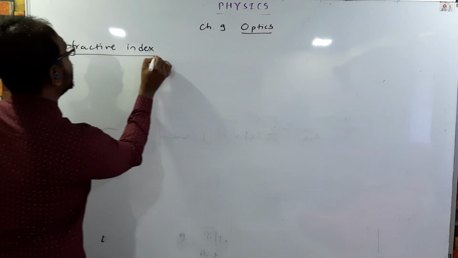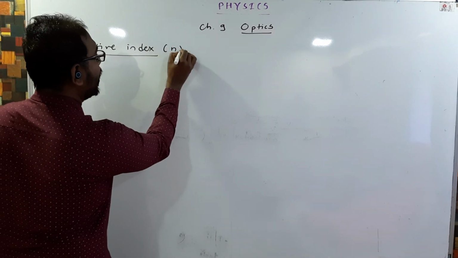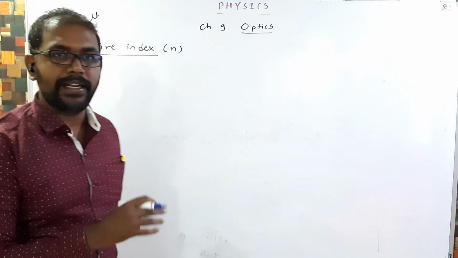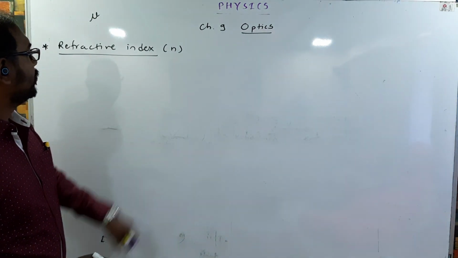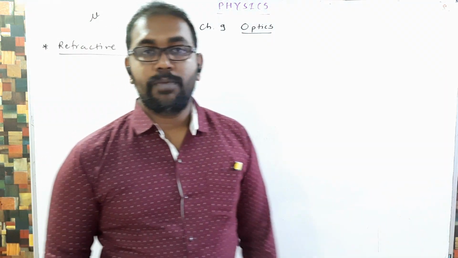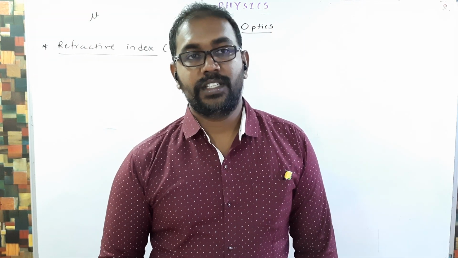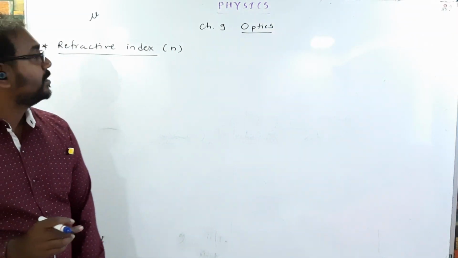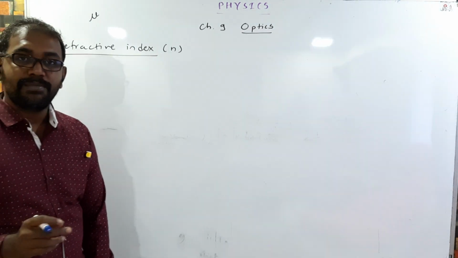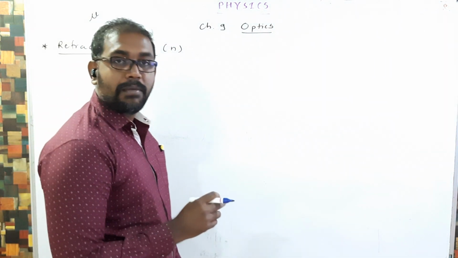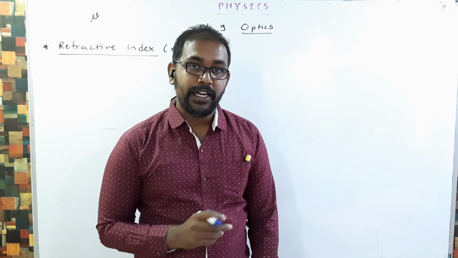Basically, refractive index is represented by a symbol n. It may be represented by symbol mu also, mu or n. So let me use n for refractive index. Now what is the refractive index of any medium? That we have to discuss here, because when we are learning the phenomenon of refraction of light, the refractive index is very important. Now refractive index gives an idea about the density of the medium.